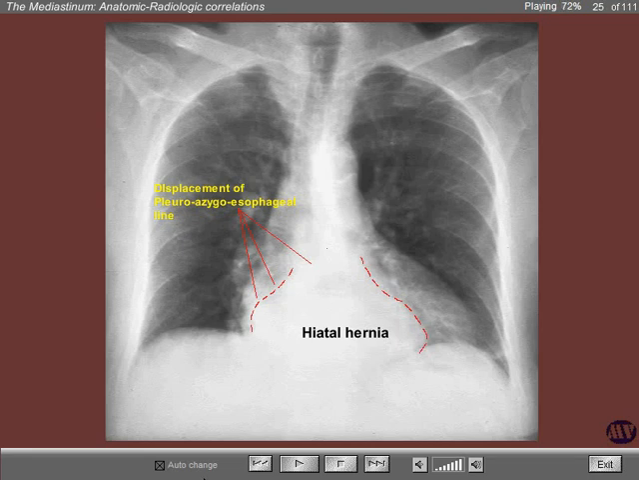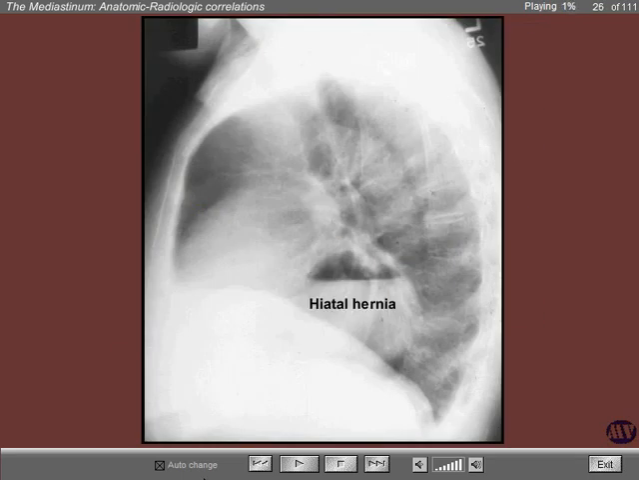So one can recognize on frontal view, say, hiatal hernia, not just by the presence of air above the diaphragm, but by the demonstration of a mass, and particularly the lateral displacement of the right paraspinal line. The diagnosis of a hiatal hernia is confirmed in the lateral view of the chest.